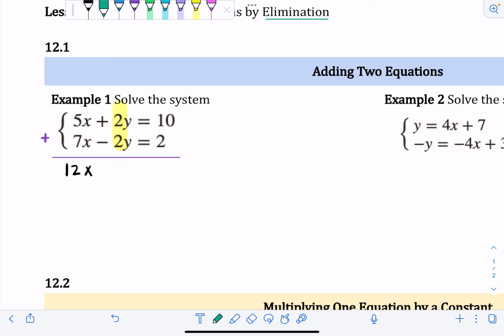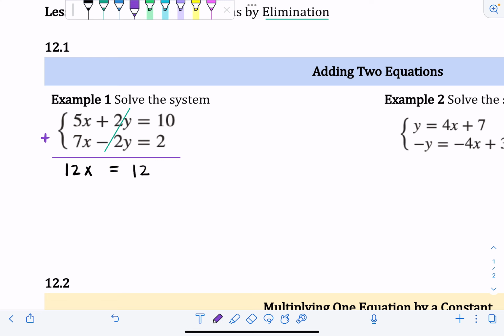If you wanted to cross it off, you could, if that helps remind you not to write the y in the equation. Then we bring down our equal sign, and we add 10 plus 2, which is 12. Now I've accomplished what I set out to do, which is get to an equation that only has one variable. I only have x, so now I can solve that equation.